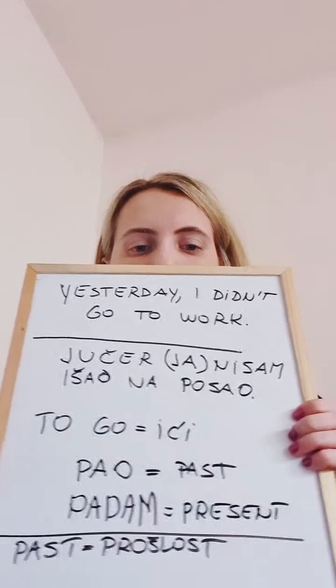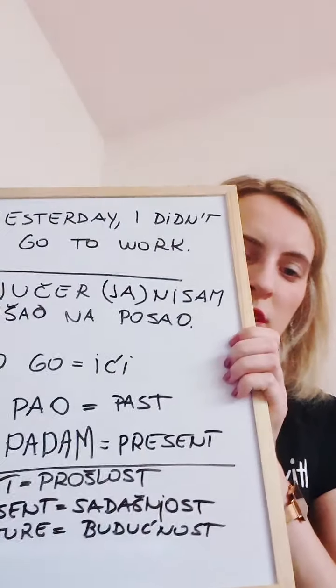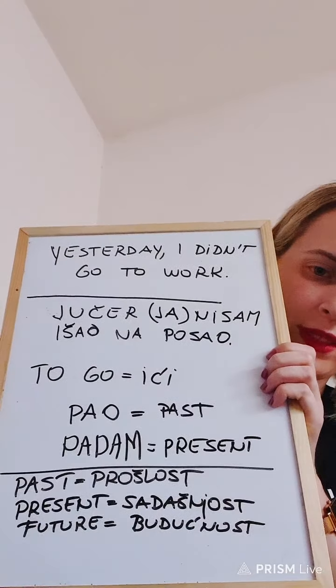I didn't tell you how to say present and past, right? Okay, so past is prošlost. Then we have present, which is sadašnjost. And future is budućnost. So prošlost, sadašnjost i budućnost. Past, prošlost, present, sadašnjost, and future is budućnost.